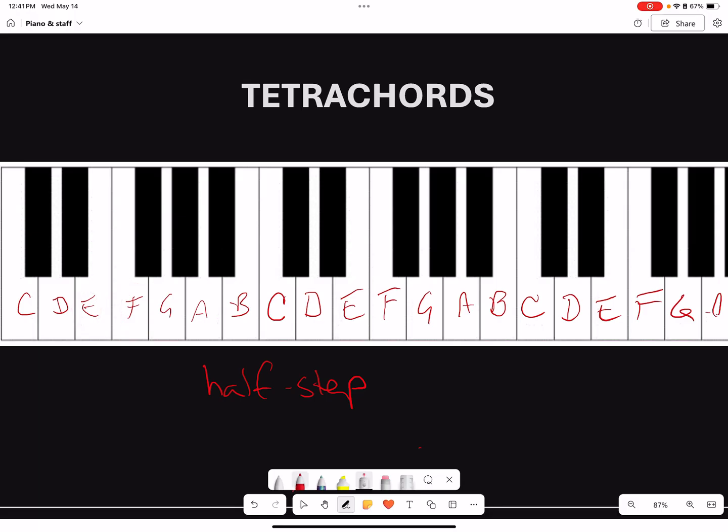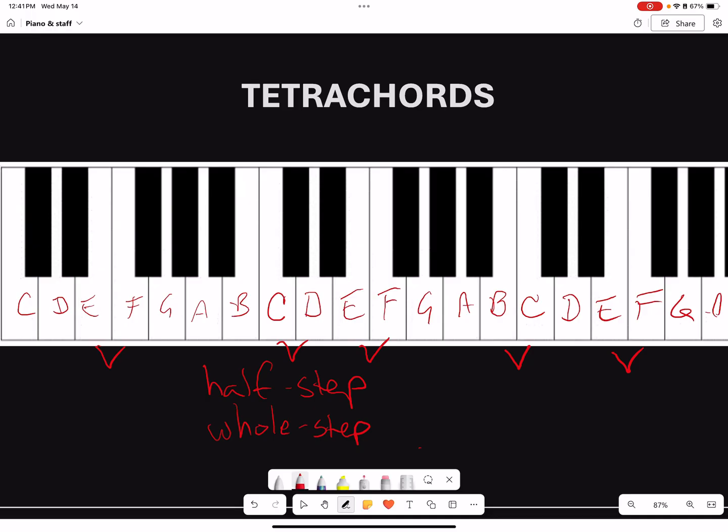I usually indicate on music the distance of a half step with a caret arrow like this, okay? So I'll do this. I'll say B to C is a half step. E to F is a half step, all right? And I can do that everywhere that I go, all the way through. These are half steps. Now, a whole step is the other kind of step that we have in music.